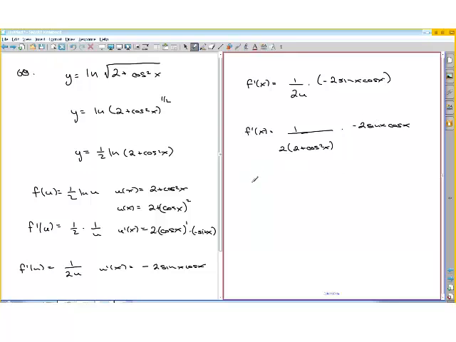There's really not a whole lot we can do here. So we would cancel the 2's out and we move the negative sign in front. So we have negative sine of x cosine of x divided by 2 plus cosine squared of x. And that would be our final answer.